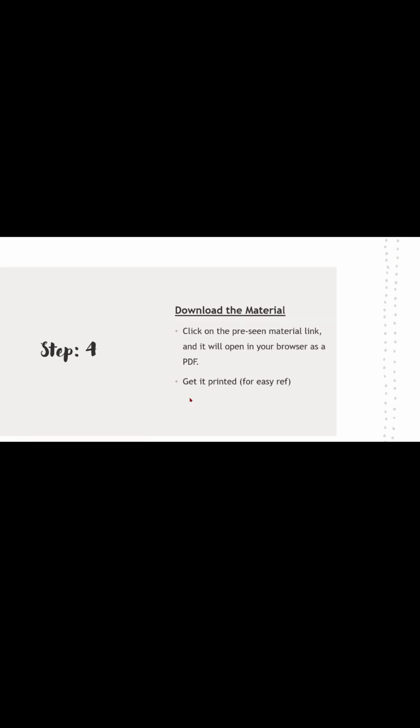Look for the pre-seen case study or a similar heading under resources. Moving to the next step, download the material. Click on the pre-seen material link and it will open in your browser as a PDF. One most important thing I would like to say: get it printed for easy reference. You don't have time to log into ACCA and follow all these steps each and every time you want to access the pre-seen. It's better to have a hard copy and visit it multiple times.